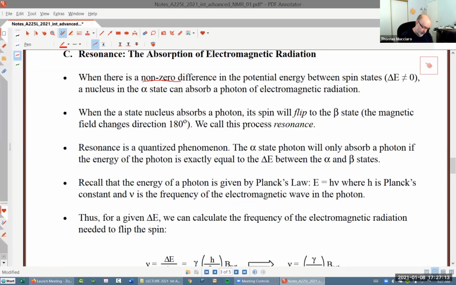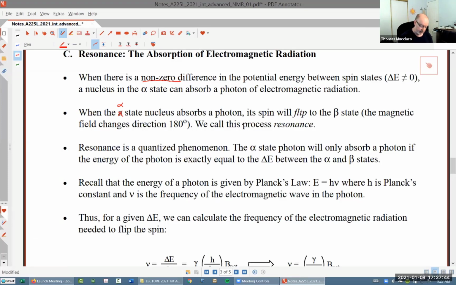So the alpha state nucleus absorbs a photon, which is just a little packet of electromagnetic wave energy. It absorbs that photon, and that causes its energy to go up. To express that, it flips over, so the magnetic field changes 180 degrees, and it goes into the beta state.